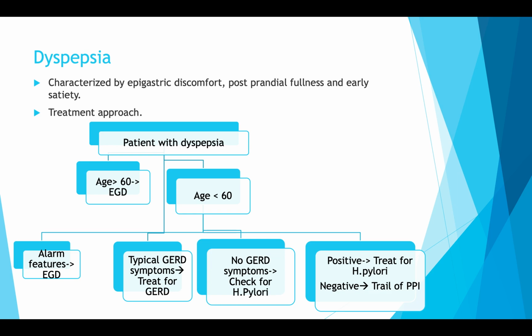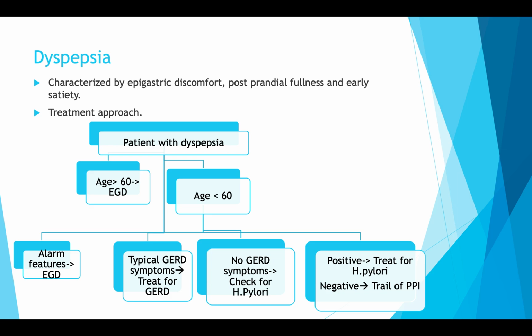Dyspepsia. So what is dyspepsia? Dyspepsia can be characterized by three things: postprandial fullness, early satiety, and epigastric discomfort. The patient usually says, oh, I have this vague pain in my epigastric area, and they don't know how to describe it. Usually this is associated with early satiety and also postprandial fullness.